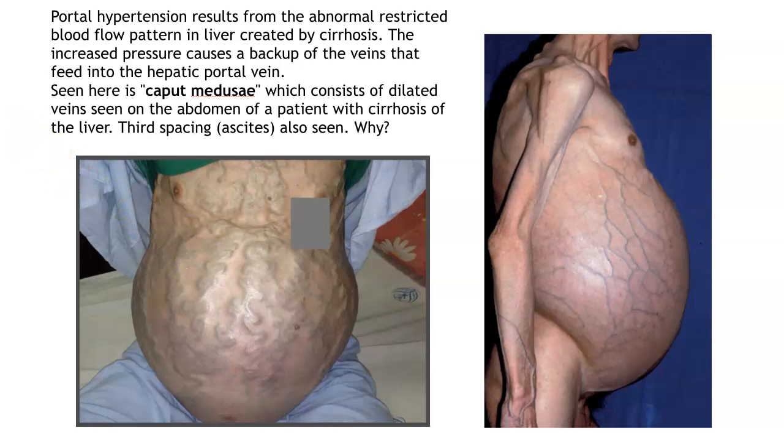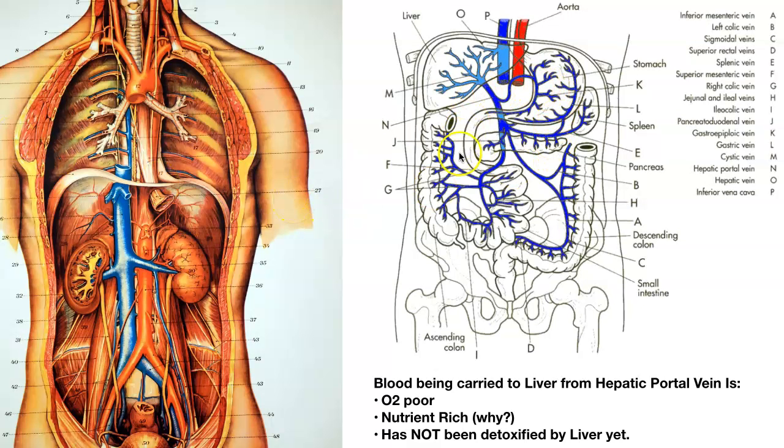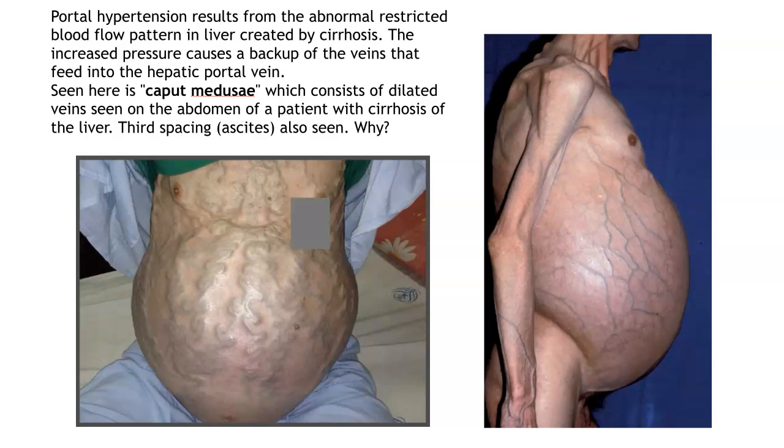Well, it's coming from all of these blood vessels. All of these veins are trying to get into the liver. But now the liver is scarred down. There's not much hepatocytes left. Most of it is just connective tissue. So all this blood is trying to get through a liver that is now nothing but connective tissue.